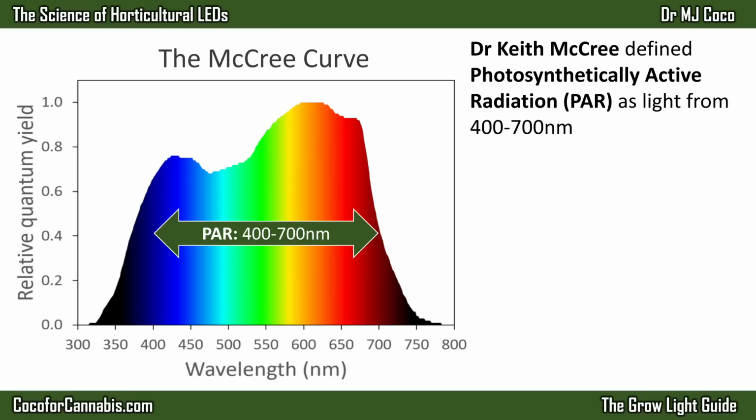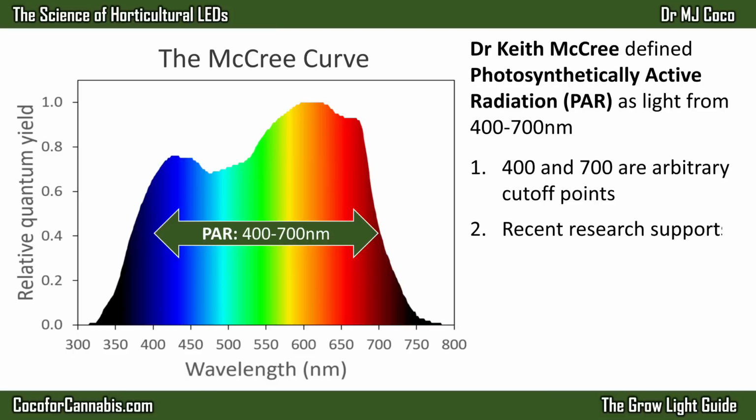This is approximately the same range as visible light. A few important points about this curve. First, 400 and 700 are arbitrary cutoff points. It's not like a 400 nanometer photon contributes fully to photosynthesis and a 399 nanometer photon contributes nothing. There's a gradual tapering. McCree knew this, but was limited by the lighting technology of his day.